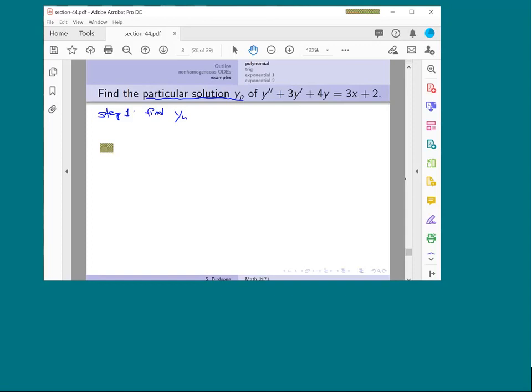Step 2, we're going to go ahead and find our particular solution, specifically using our method of undetermined coefficients. Let's pretend that horrible scribble is a P. Actually, I think I can get rid of it. There.